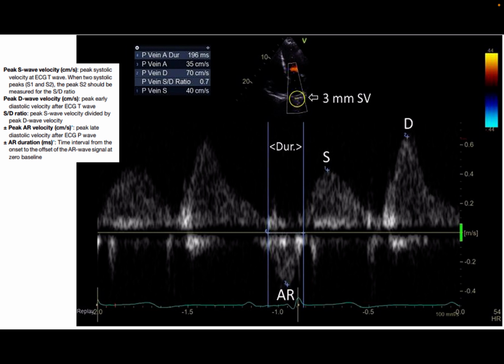When left atrial pressure is elevated, systolic forward flow is blunted. The high left heart pressure pushes back against the pulmonic venous return in systole, which leads to a systolic to diastolic ratio less than 1, or a pulmonary vein systolic filling fraction less than 40%, which is equivalent to elevated left atrial pressure.